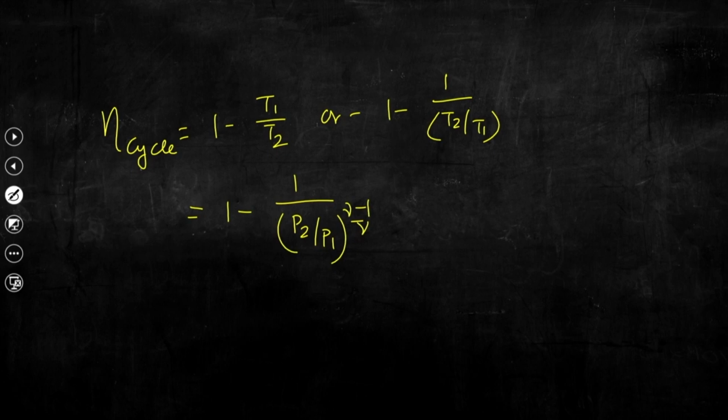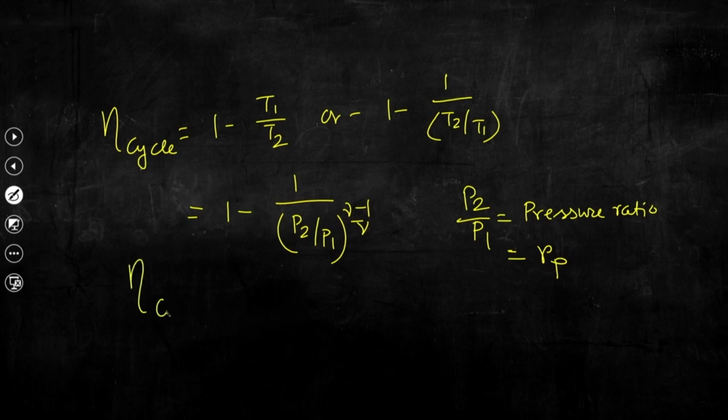What is P2 by P1? You can understand P2 is the pressure of the working fluid at the exit of the compressor, and P1 is the pressure of the working fluid at the inlet of the compressor. So, this P2 by P1 is called the pressure ratio, and is represented by Rp. Essentially, it is the rise in pressure of the working fluid due to the compression process. So, we can write the cycle efficiency equal to 1 minus 1 upon Rp power gamma minus 1 upon gamma.